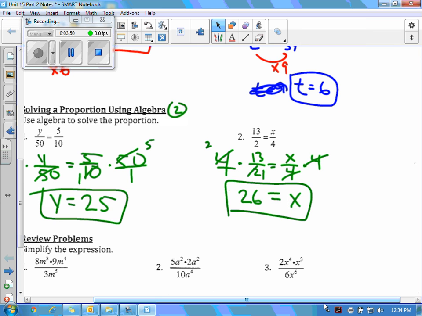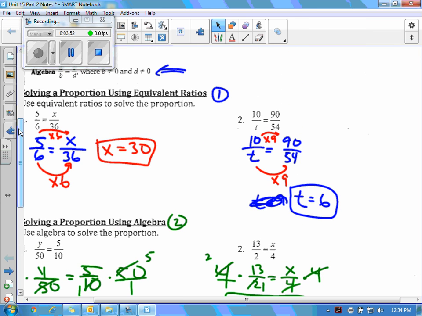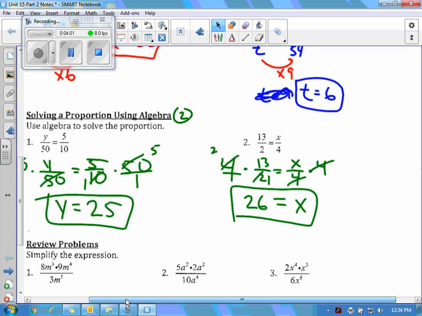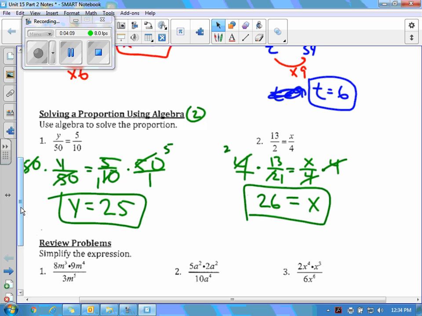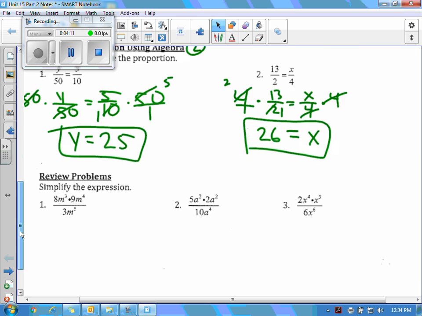So our first method is equivalent ratios. We multiply the numerator by some number to get the other numerator, and the denominator by the same number to get the other denominator. The second way is to use algebra, where we multiply by the inverse in order to get the variable by itself. Those are our 2 ways to solve from this part.